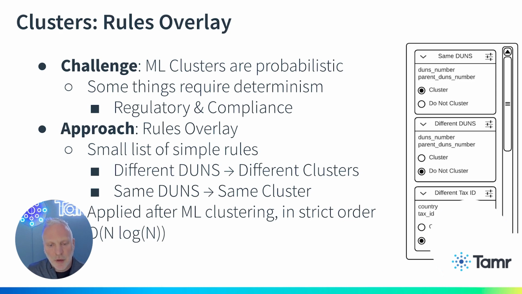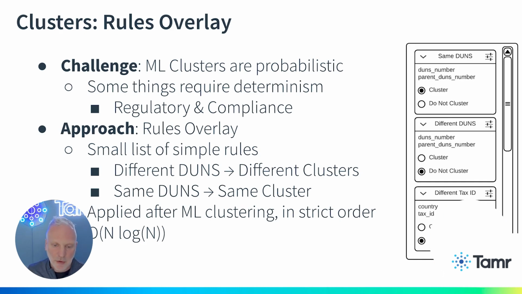Now we need something to overlay on top of the machine learning clusters in order to provide these guarantees in addition to the hard work that the clustering has already done. The way that we've done this is we allow the user to provide a list of simple rules, and those rules will be applied on top of or in addition to the machine learning clustering. So the rules do not need to get everything right. They just need to specify what are the guarantees that we need on the clusters in addition to all the work that the machine learning is doing.